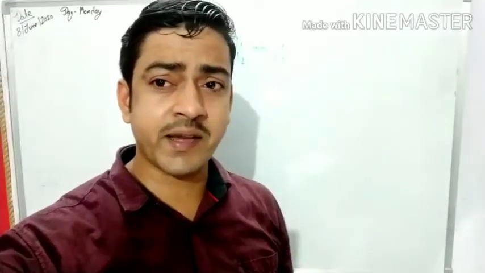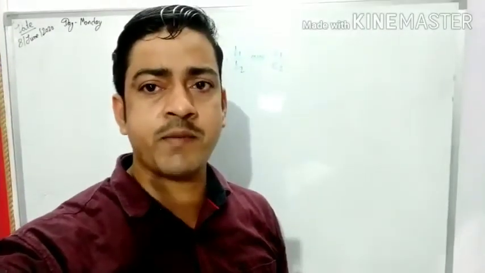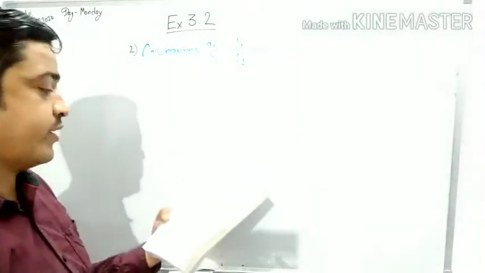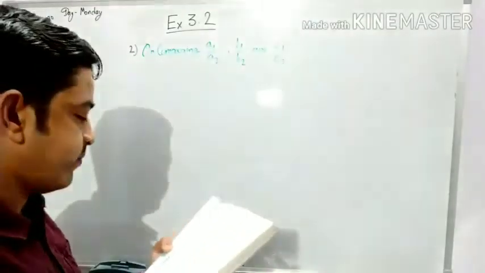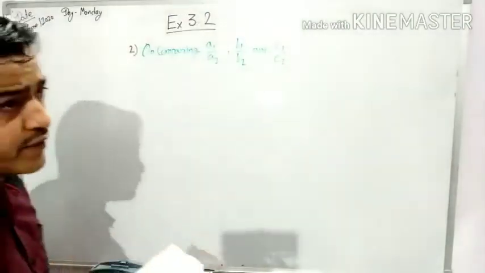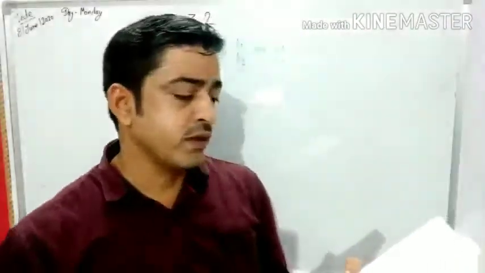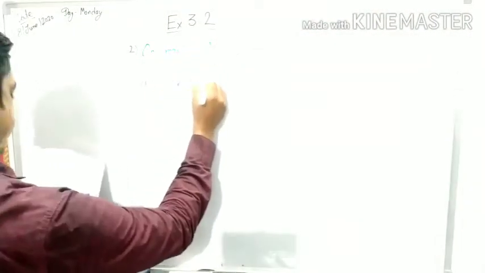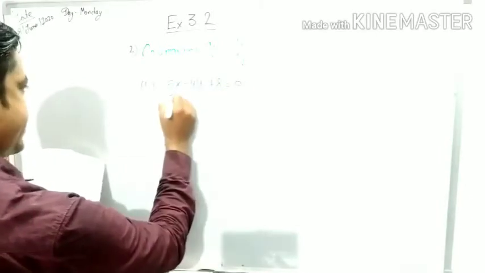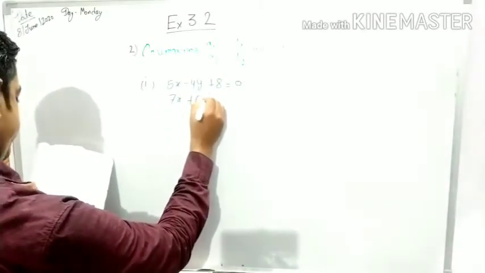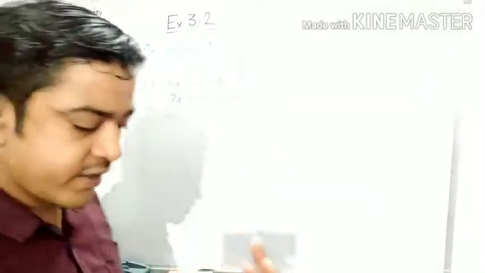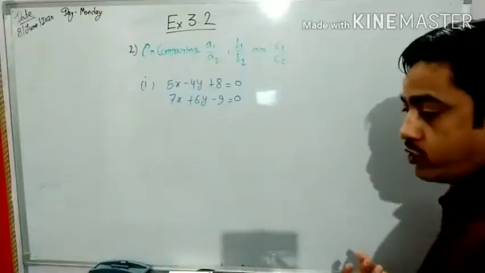Look at the second type of question. The second type of questions are based upon comparing the coefficients or the ratios. So how can we solve the second type of questions? Let's have a look at the first question, where 5x minus 4y plus 8 is equal to 0 and 7x plus 6y minus 9 is equal to 0. On comparing, this kind of question you can solve orally also.